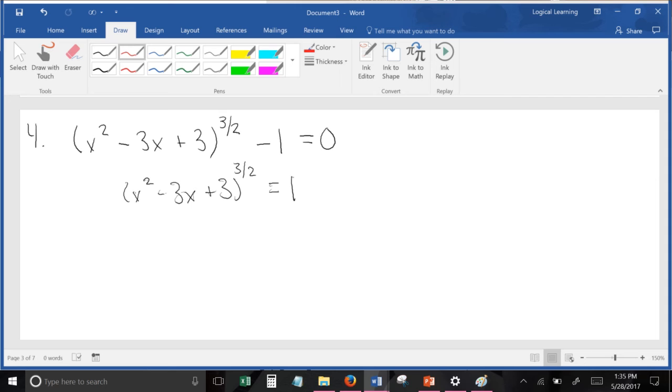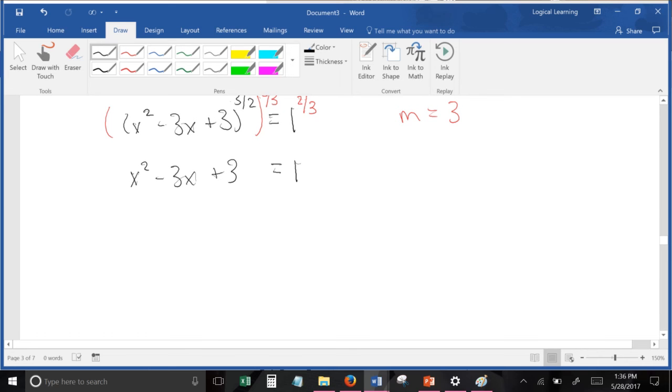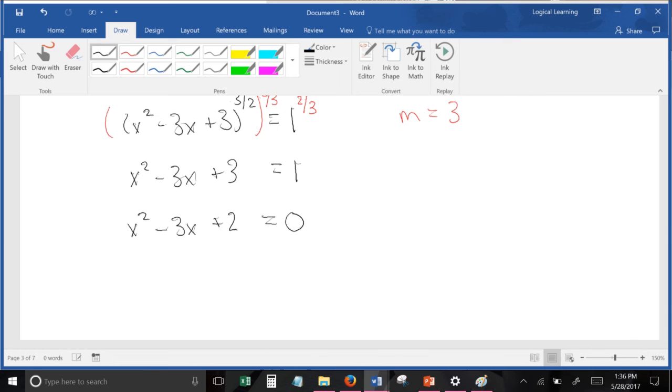Now, as we did previously, we see that m is 3. It's odd. We don't have to worry about plus or minus. Sides to the 2/3, the reciprocal. Now the cubed root of 1 is 1, and 1 squared is 1, so we'll get 1 on the right hand side. The 3/2 and the 2/3 will cancel out, and we'll get x squared minus 3x plus 3 is equal to 1. Now we're going to go ahead and subtract that 1 back, and we'll get x squared minus 3x plus 2 is equal to 0.